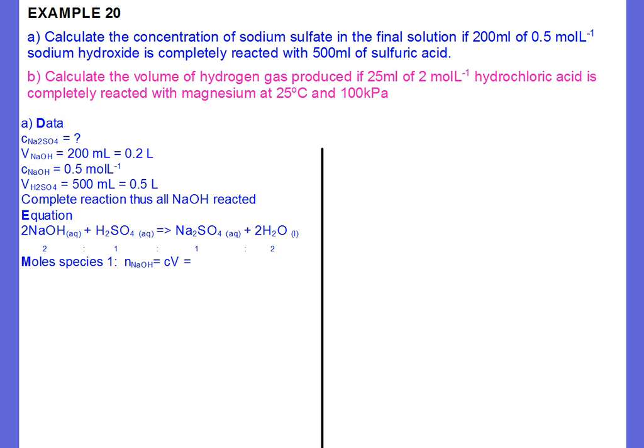Hopefully what you found is you can find the moles of sodium hydroxide because you know its concentration and volume. So using moles equals CV, which in this case is 0.5 moles per litre times 0.2 litres, gives us 0.1 moles. We've got 0.1 moles of sodium hydroxide in here.